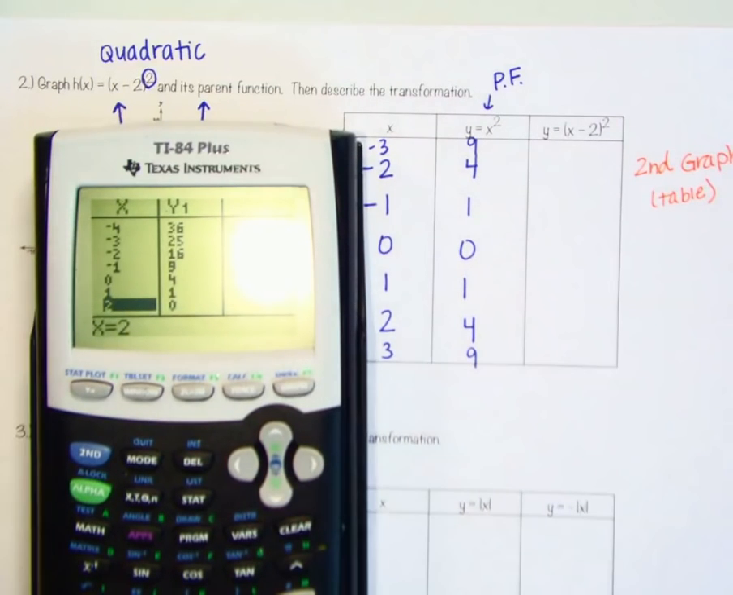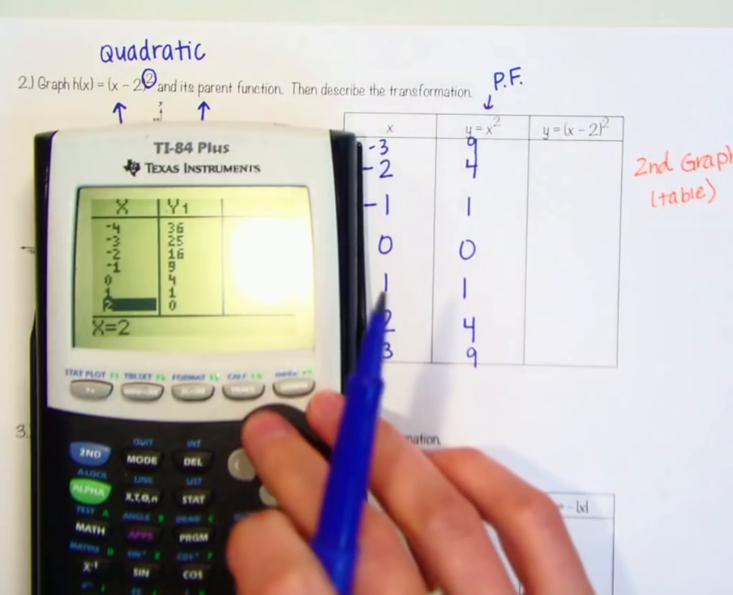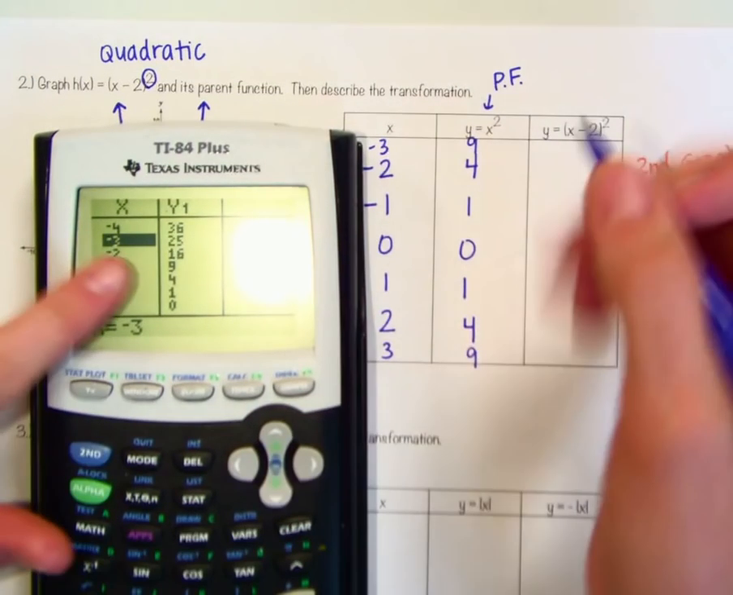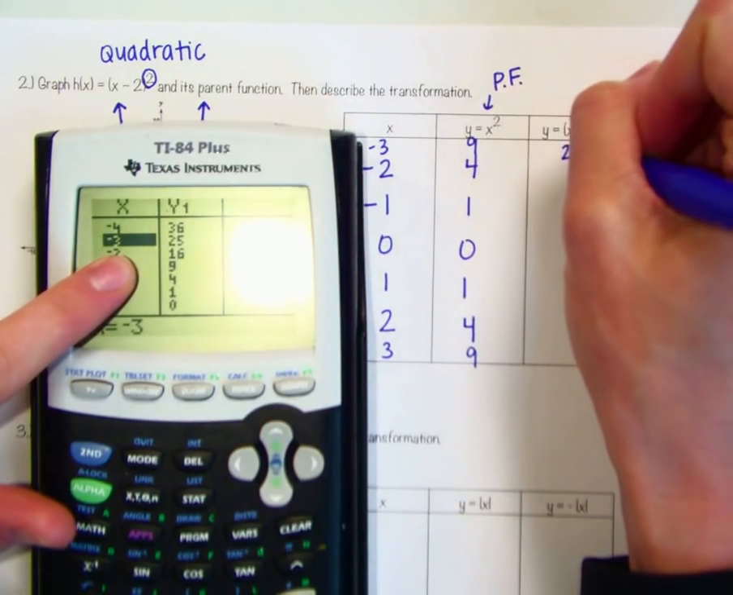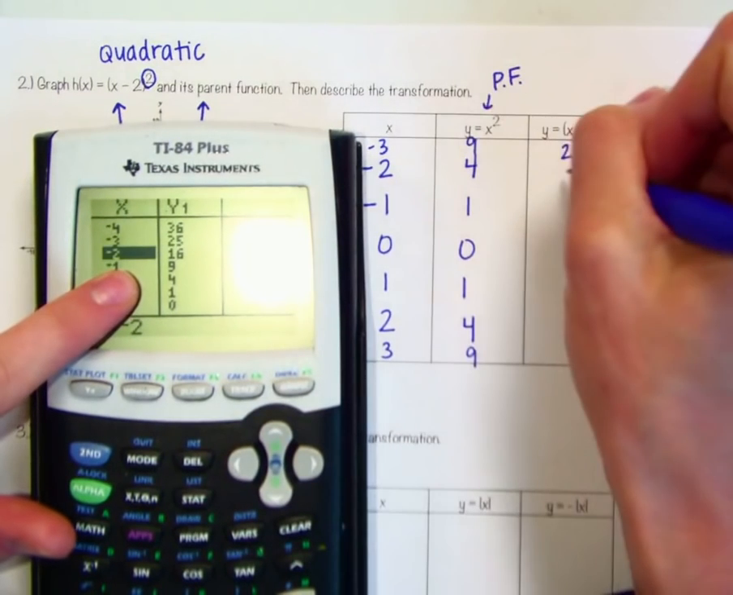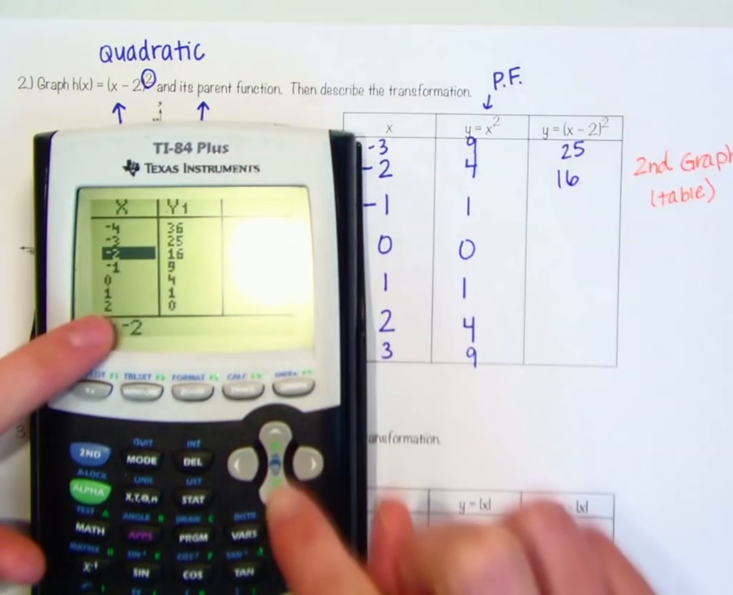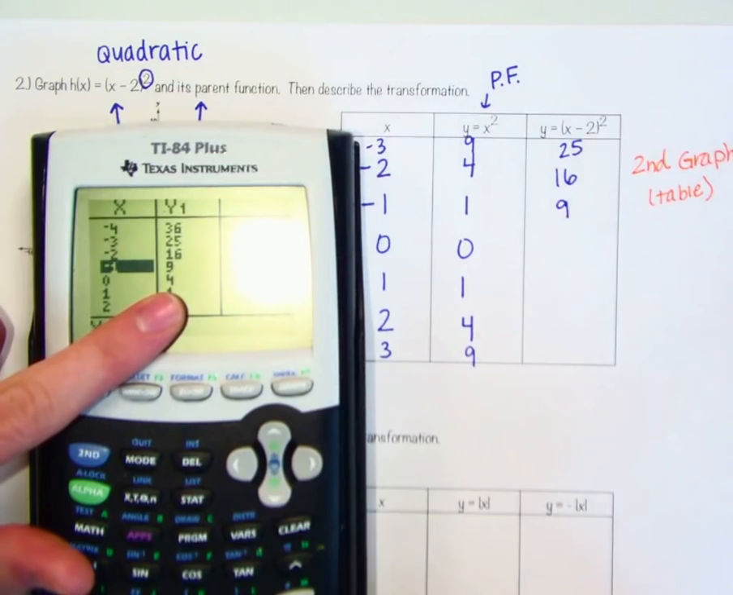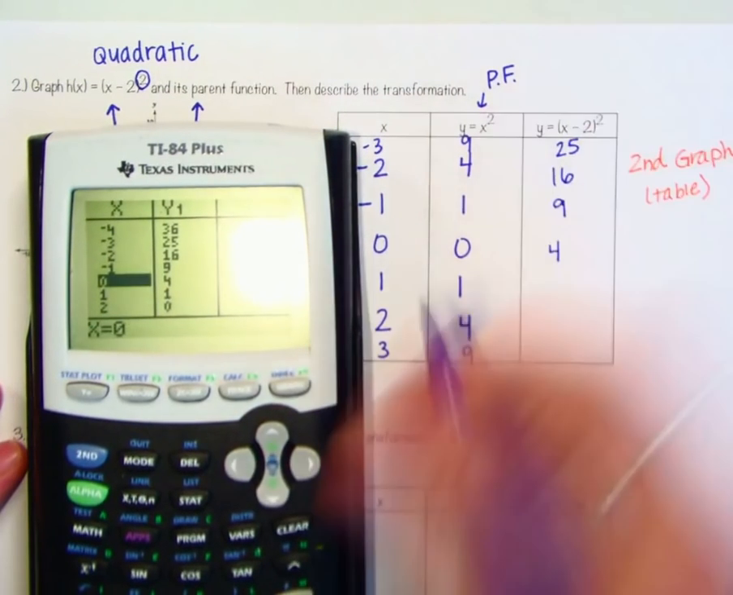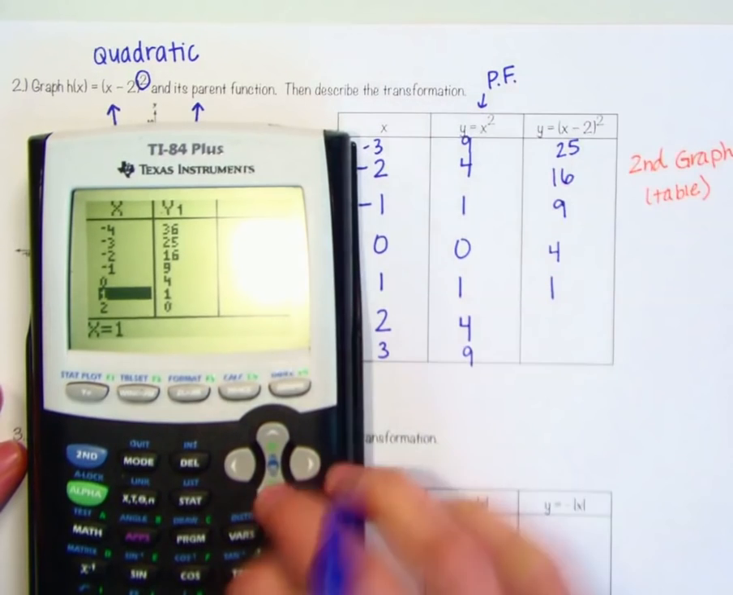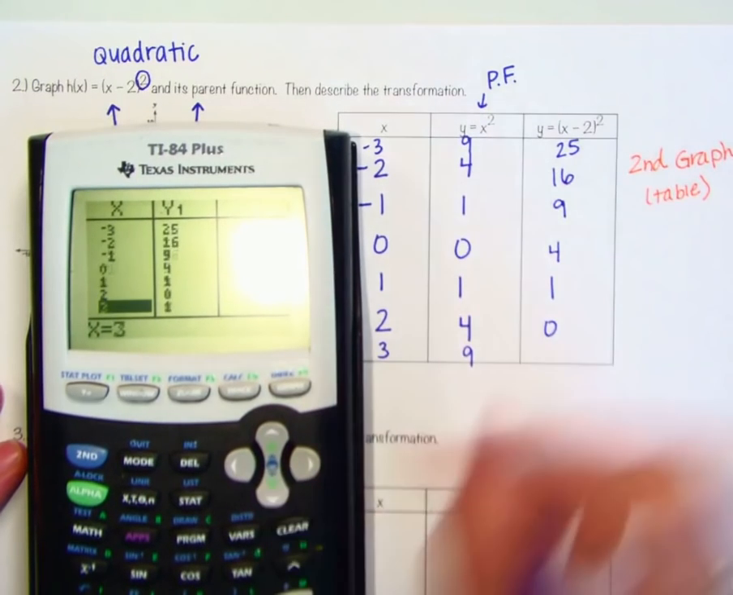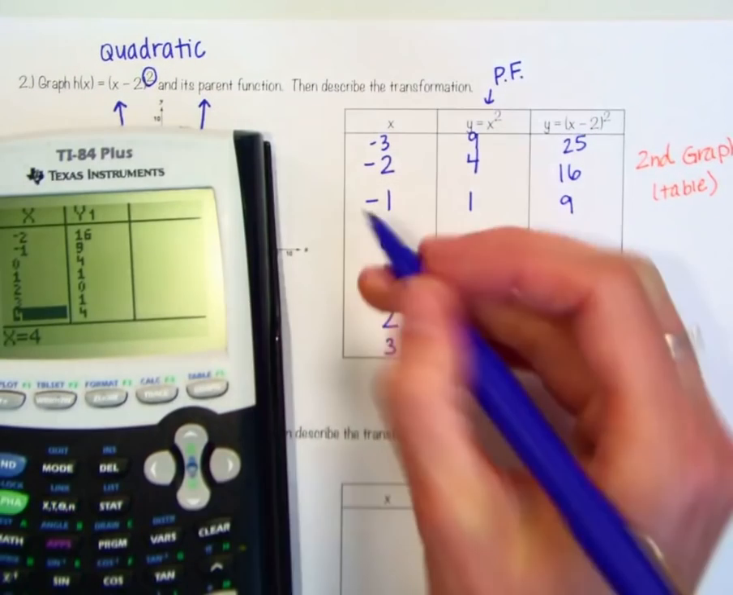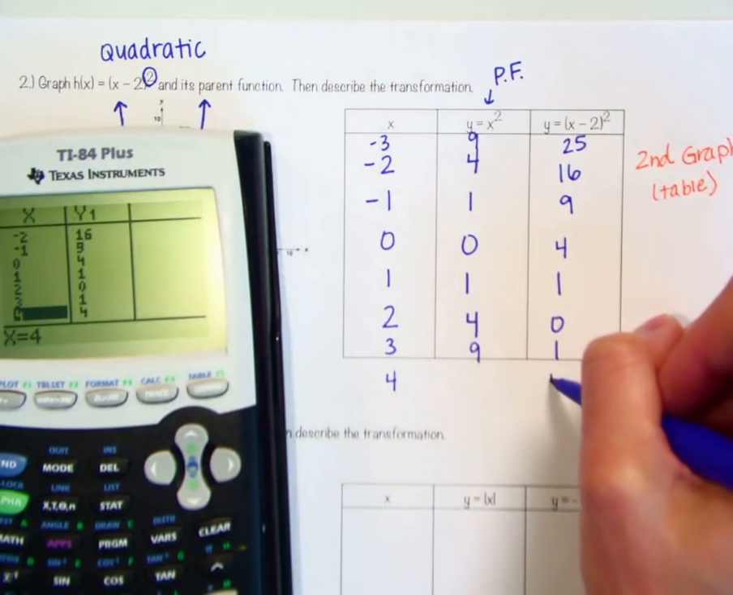So I will start at negative 3. When x is negative 3, y is 25. When x is negative 2, y is 16. When x is negative 1, y is 9. 0, 4; 1, 1; 2, 0; 3, 1. Maybe I'll go down one more for this one so I have something else to graph. So 4, 4.